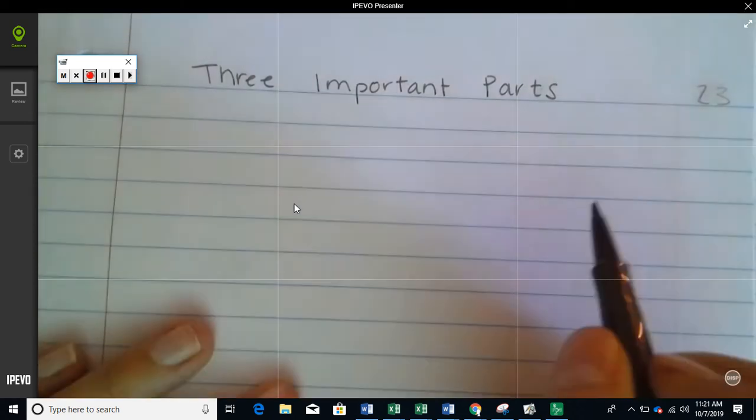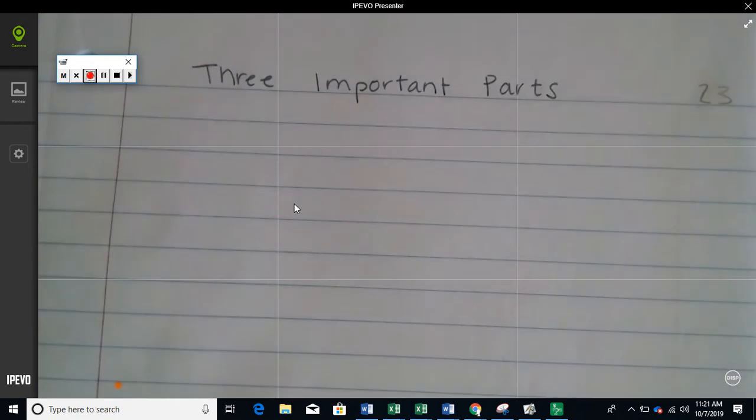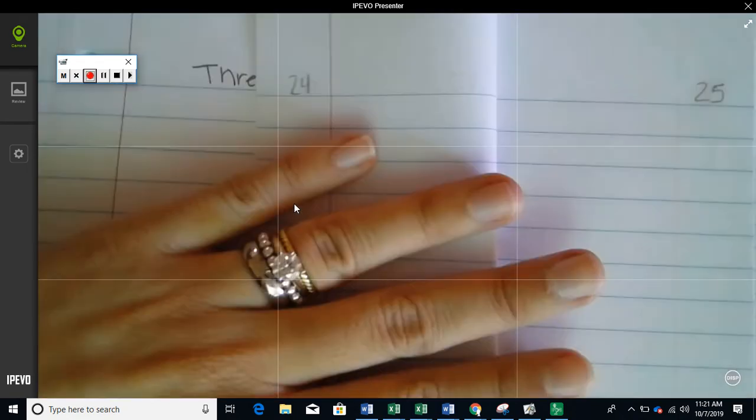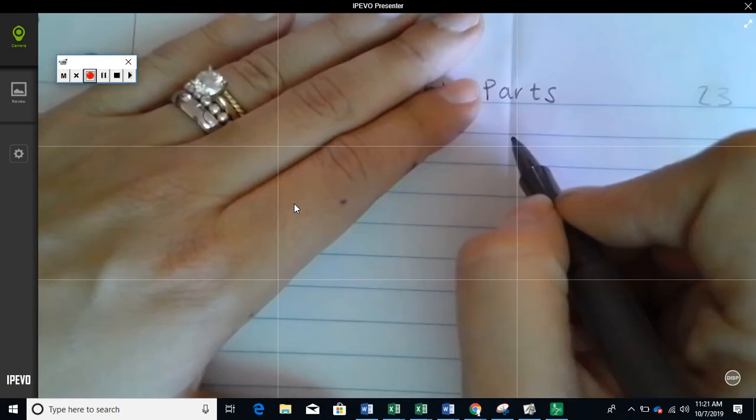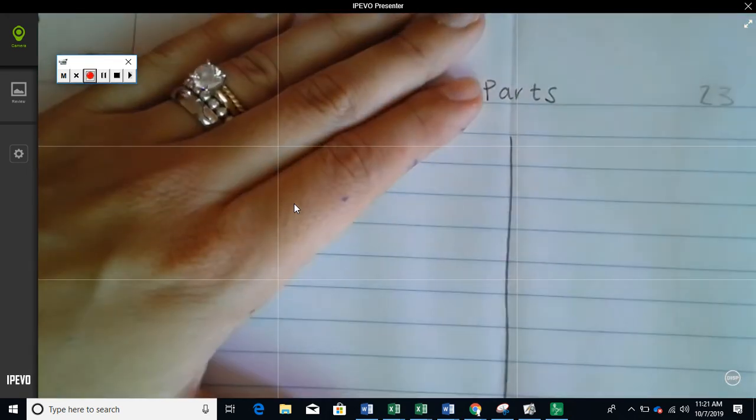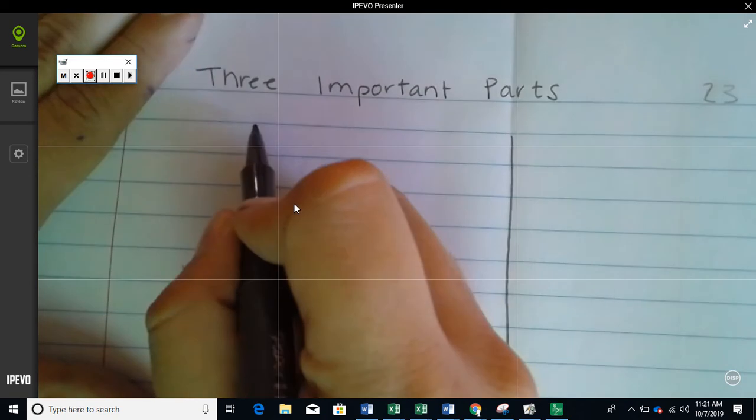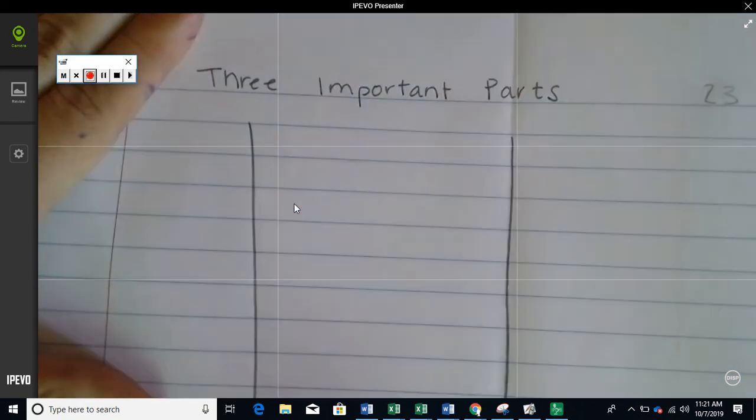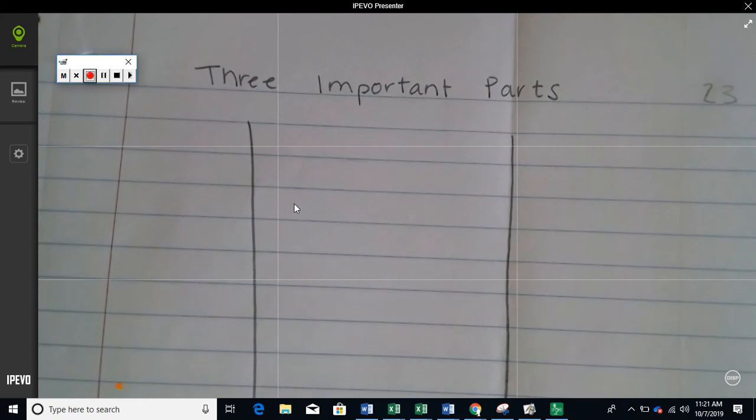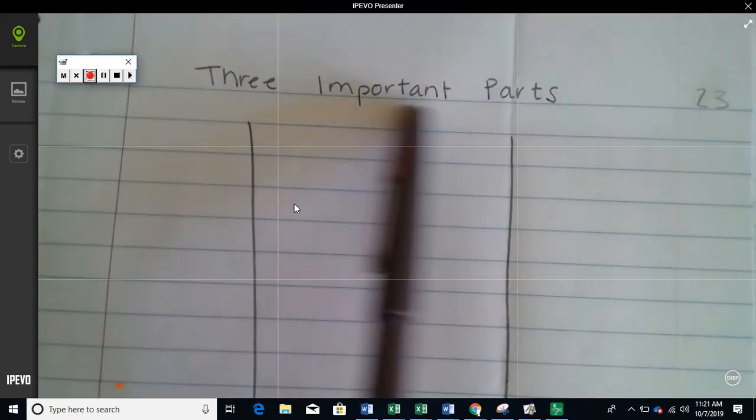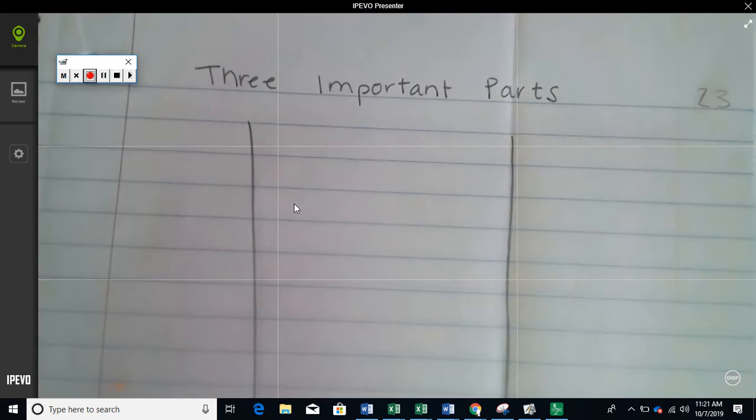So I'm going to have you divide your paper into 3 parts. And we're going to talk about what are the 3 important parts, how do you get them from a graph, how do you get them from a table, how do you get them from an equation. Okay, all I did was just divide it into 3 parts. I'm going to leave a little bit of space, the first line, for something that we're going to get to in just a minute.